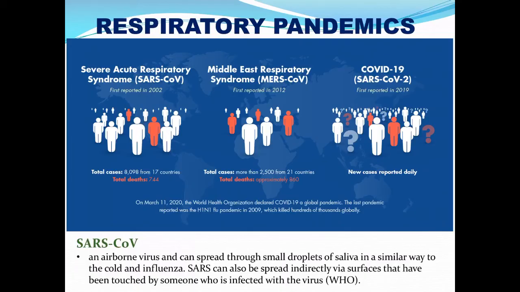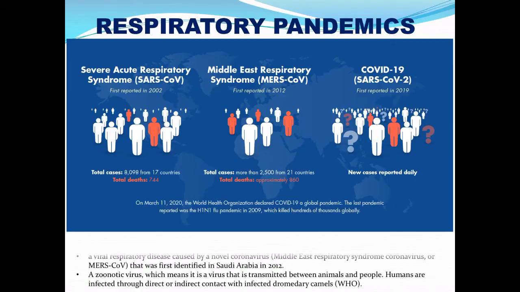The other one is your Middle East Respiratory Syndrome, or the MERS-CoV. It was first reported in 2012. MERS-CoV is a viral respiratory disease caused by a novel coronavirus, the Middle East Respiratory Syndrome coronavirus, that was first identified in Saudi Arabia in 2012. It is a zoonotic virus, which means it is a virus that is transmitted between animals and people. Humans are infected through direct or indirect contact with infected dromedary camels.